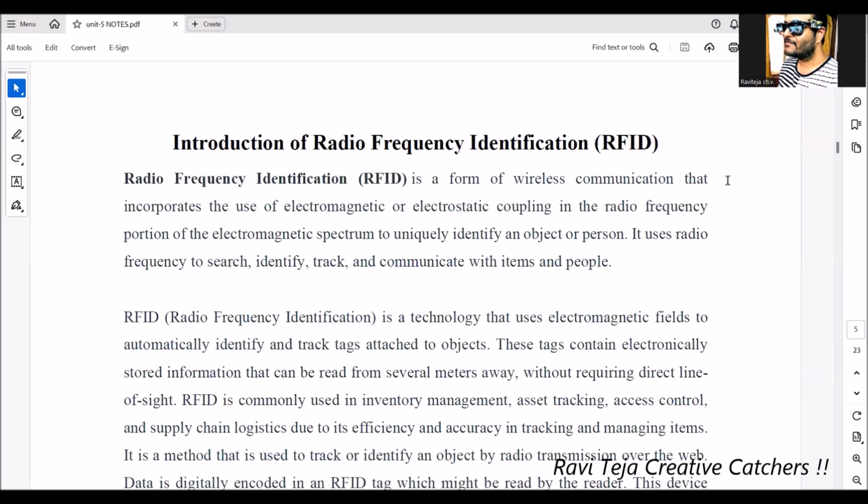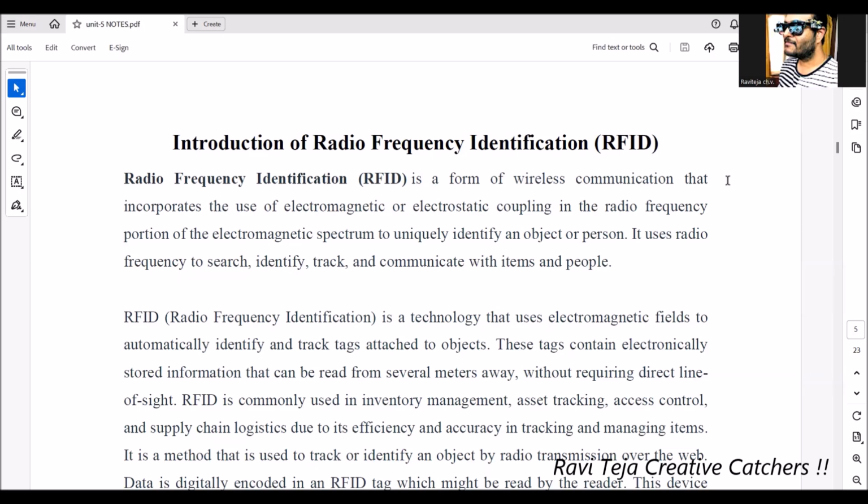Welcome to the course of Internet of Things, in short IoT. In today's class, we are going to learn a new topic called radio frequency identification, in short RFID. This particular RFID technology uses electromagnetic fields to automatically identify or track tags attached to objects. I will be explaining this technology much more clearly in various segments as well.